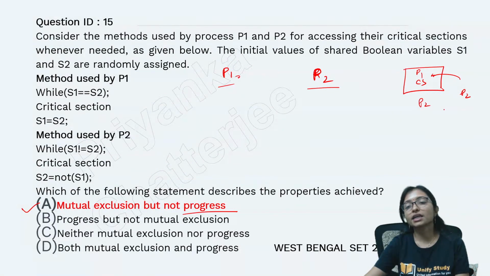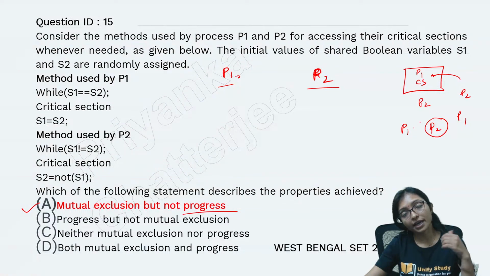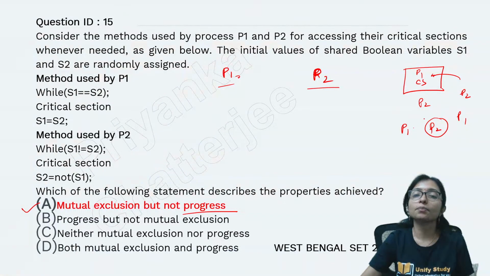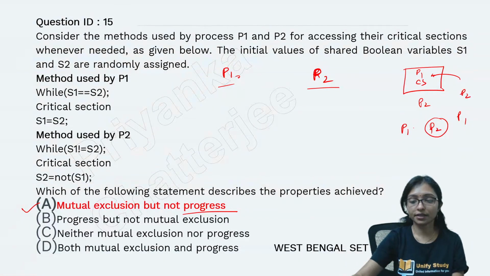When P2 is working in the critical section, then P1 cannot work. This is called mutual exclusion. Now, what is progress? Progress means if P1 is not interested and P2 is interested, then P2 should get the chance. It should not be a dependency, like P1 has to execute first and only after that P2 will get a chance. That type of dependency should not be there.